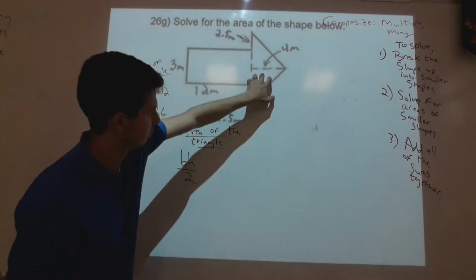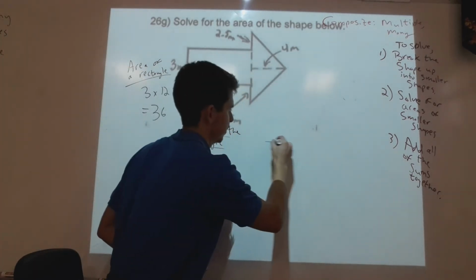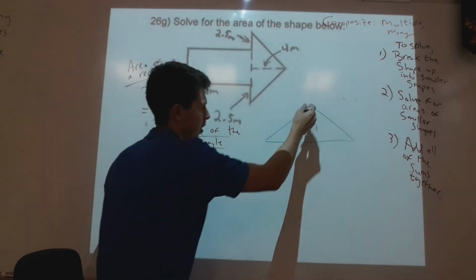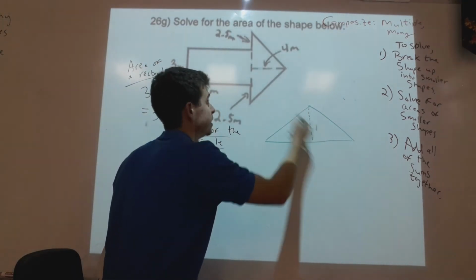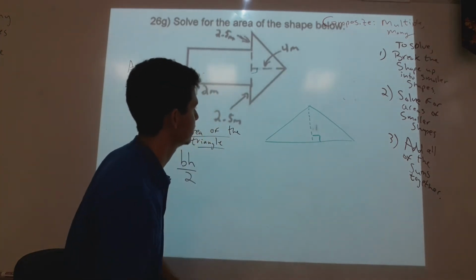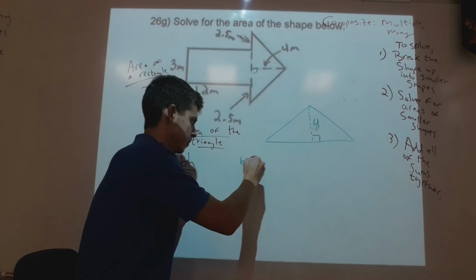So let's take this triangle and flip it. So it should look something like this. Let's figure out what the height is. Now remember, the height needs to make this 90-degree right angle like that. That's what the height is. And that's given, that's 4. Okay, so we've got the height.